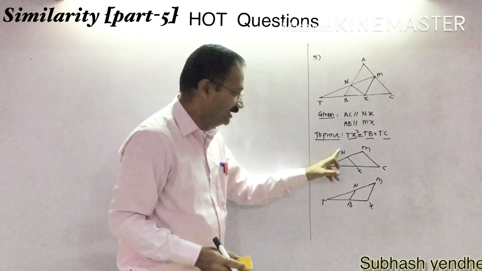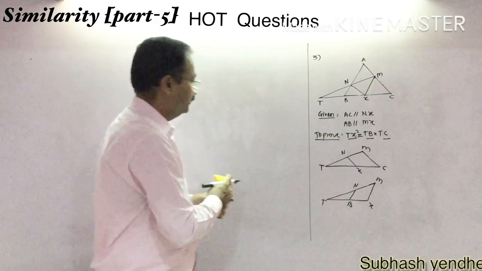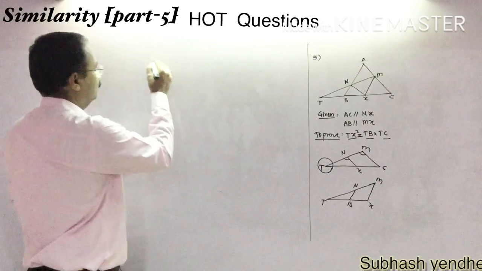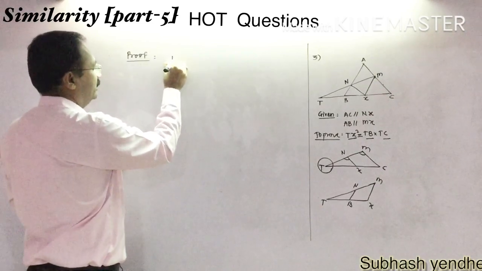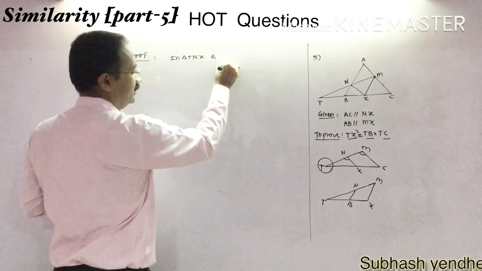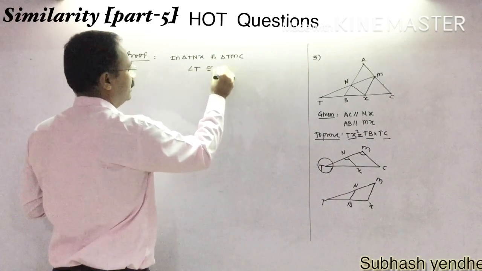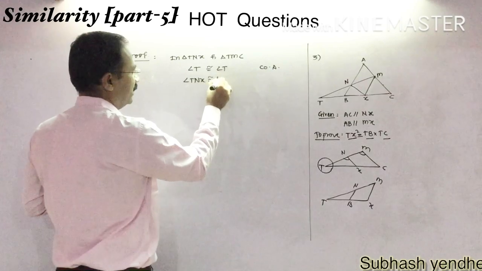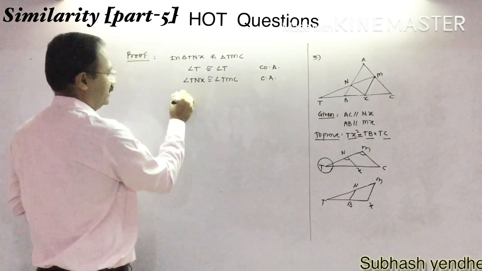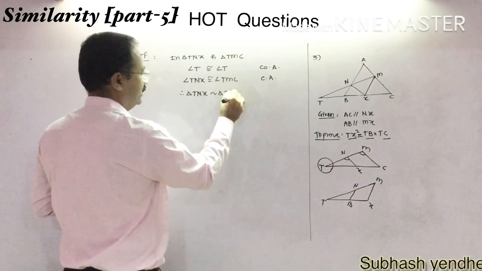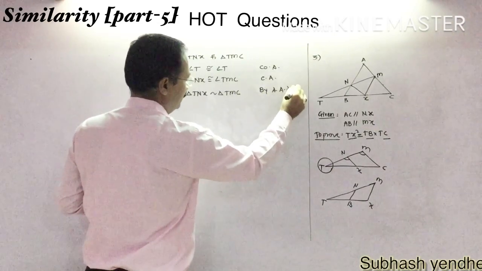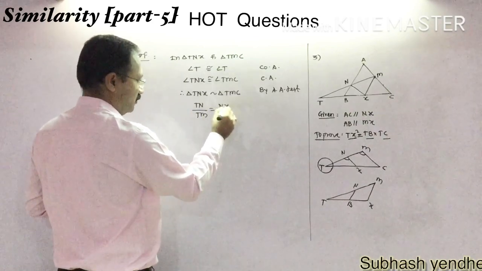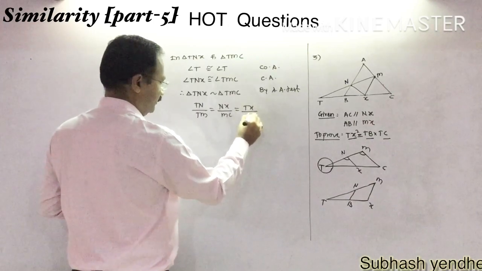So let's start in triangle TMX and triangle TMC. So here you will find that T is a common angle and these two angles are corresponding angles. So in the proof, we have to write in triangle TMX and triangle TMC, angle T is congruent to angle T because it is a common angle. Don't write the shortcut again. Angle TMX is congruent to angle TMC because these are corresponding angles. Therefore, triangle TMX is similar to triangle TMC by AA test of similarity. And therefore, if the triangles are similar, then sides are in proportion. So TM upon TM equals MX upon MC equals TX upon TC. This is number one.